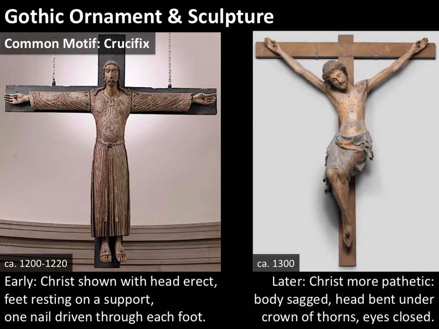But as we move later in the Gothic period, here there's about 100 years difference between these two images. It's the same idea. It's still a crucifix, Christ on the cross. But now you see the more naturalistic figure. You see the sagging body. You see the head pointed down. So you have a more pathetic image, don't you?